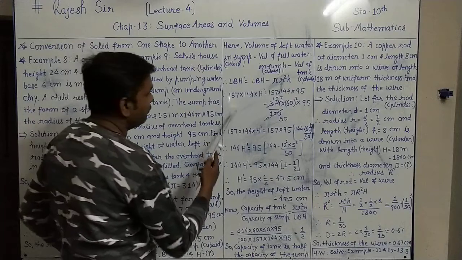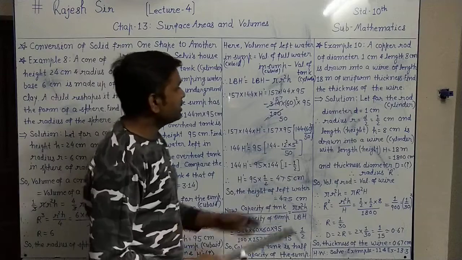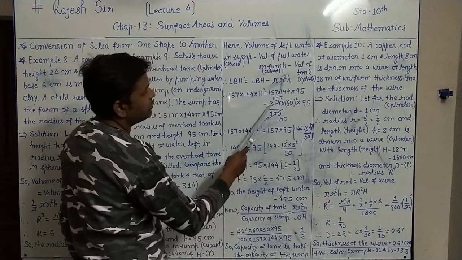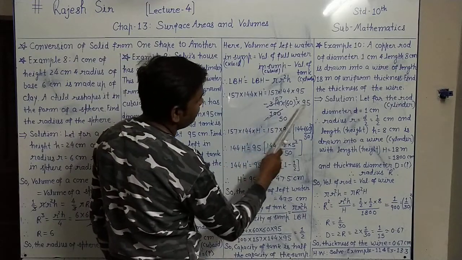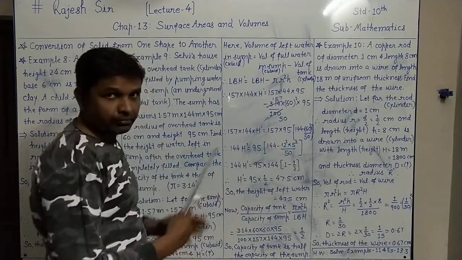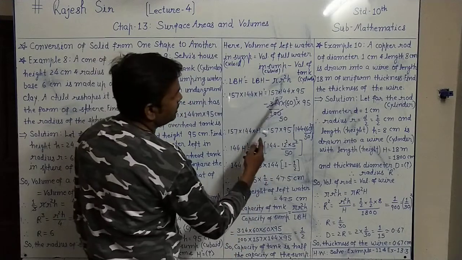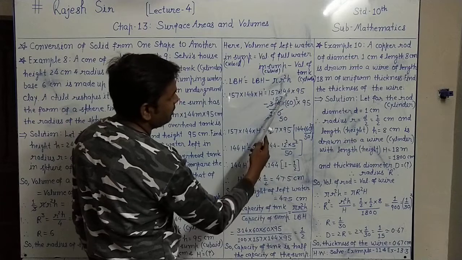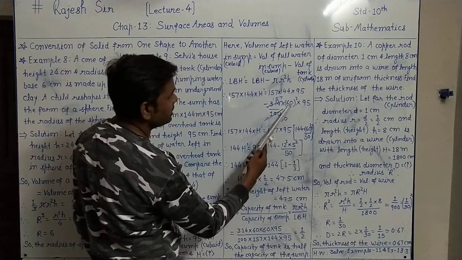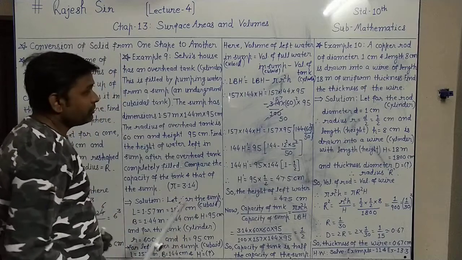And more simplification, 157 into 144 H dash equals to 157 into 95. You can see in these two terms, 157 into 144 into 95 minus 157 into 60 square into 95 upon 50, in both the terms 157 and 95 is common. So that is taken common, 157 into 95 common taken. From this term 157 and 95 is common, so remaining 144 minus, here 157 and 95 is common, what is remaining? 60 square up and down there 50.